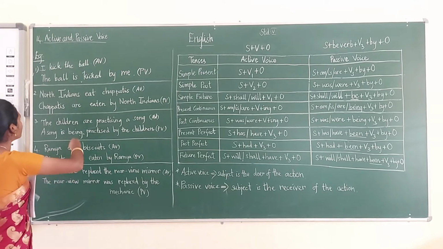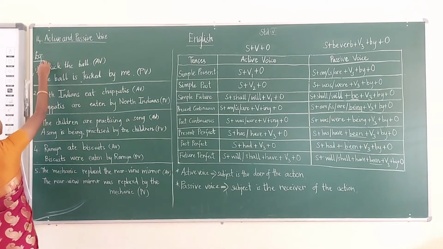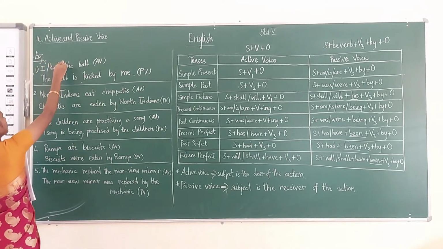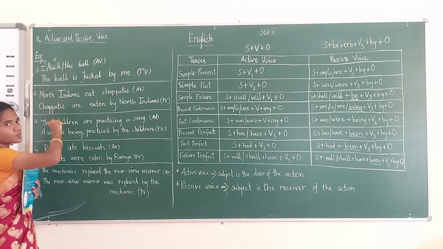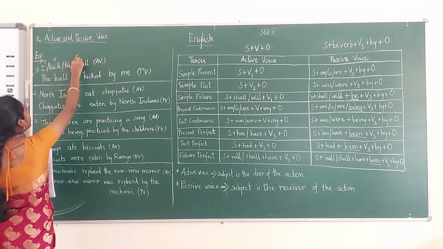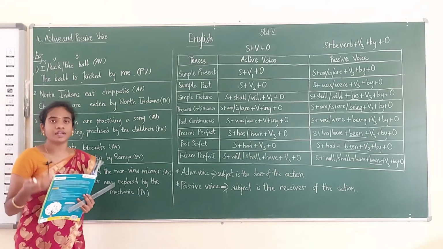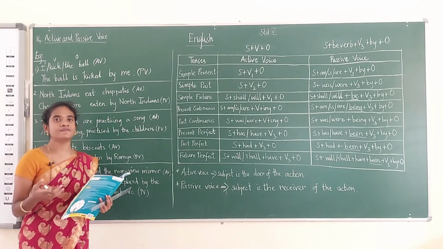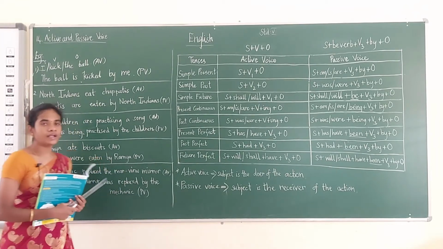So here, can you tell me what is the subject? I is the subject. Okay, and kick is the verb, and what is the object? That is a ball. Okay, ball is the object. How do we know it is an object? Because it answers the question, what did I kick?